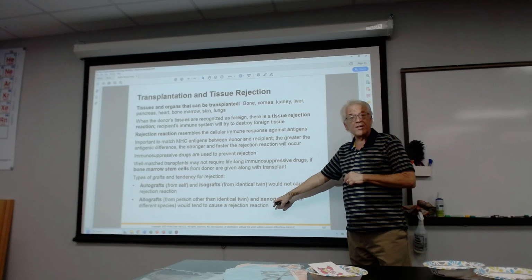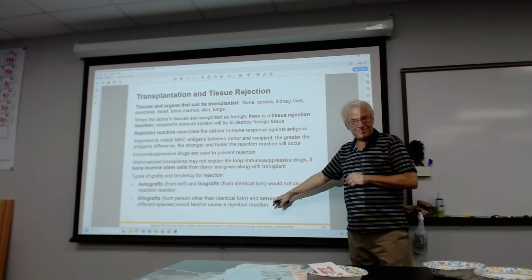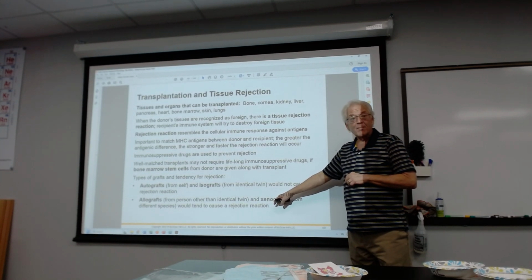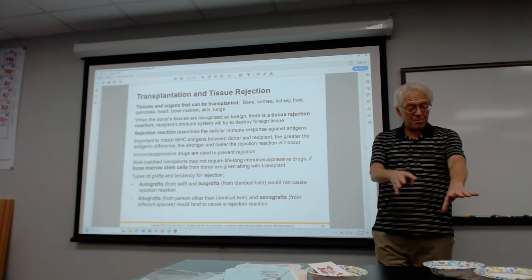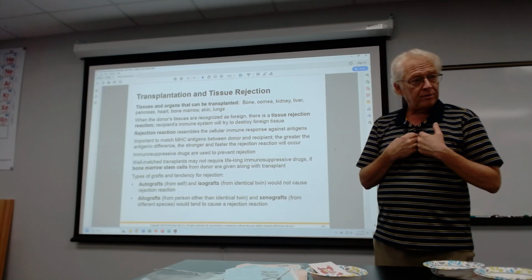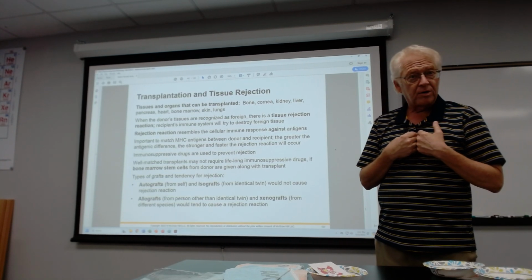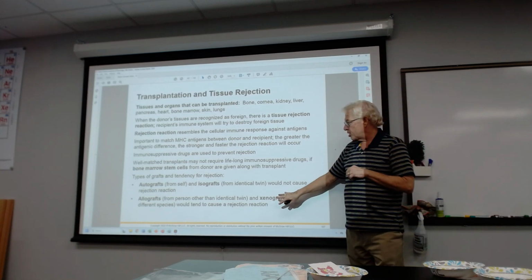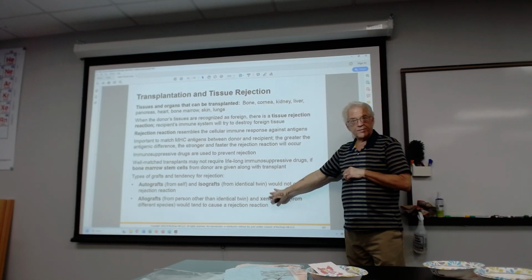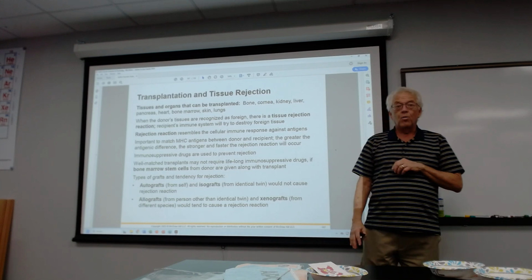Because xeno means total stranger. And not stranger as in person, but total stranger as in species. So that would be like getting pig skin or pig valve. Does that make sense? Okay. And which one is going to have more rejection? This. Got it? Well, what do I give you?